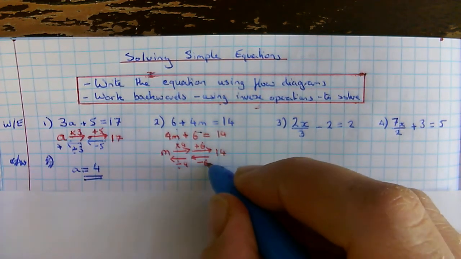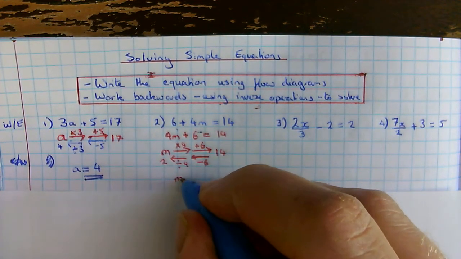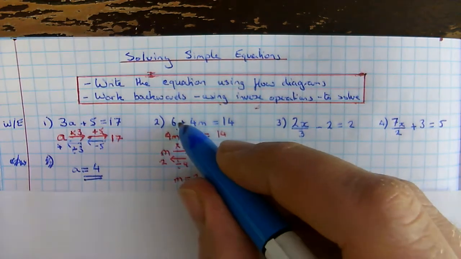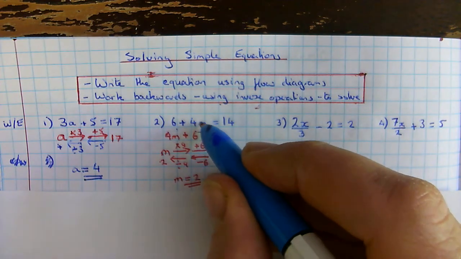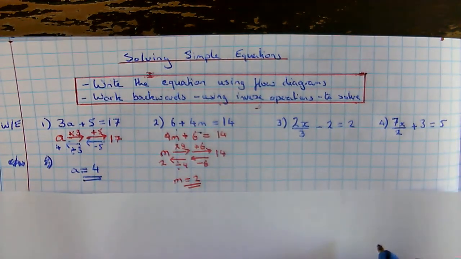Well, 14 take away 6 is going to give me 8. 8 divided by 4 is going to give me 2. So I can say that m equals 2. And let me just check that. 6 plus 4 times 2, well, 4 times 2 is 8. 6 plus 8 gives me 14. So it must be the right answer.